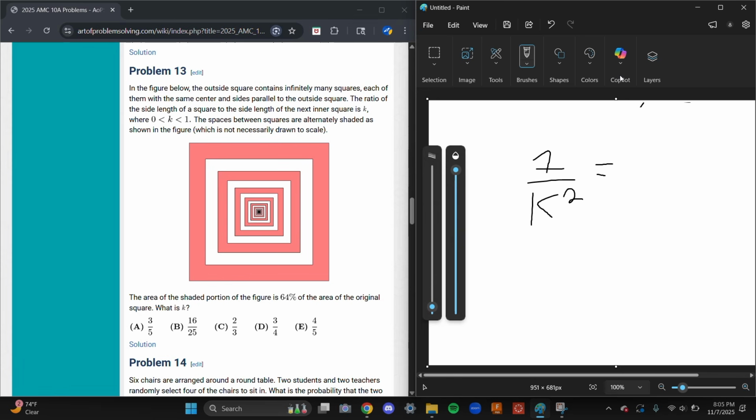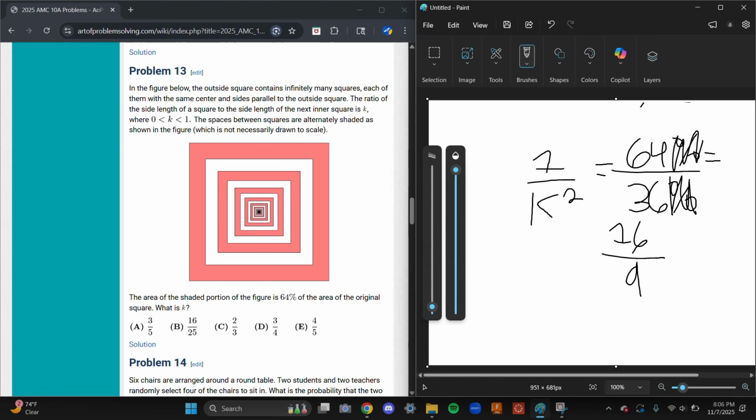is going to be equal to 64% over 36%, right? And we don't really care about percentages here, just 64 over 36. And then divide both by 4, we get 16 over 9. So that means that k just straight up equals 3/4, just from that logic, right?